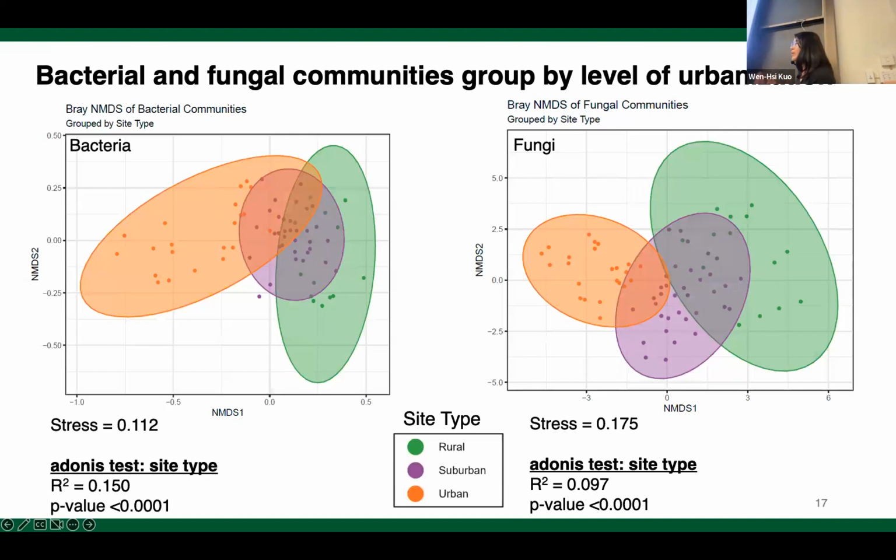Now we have again two NMDS plots, but this time grouped by site type. Rural is green, suburban purple, urban orange, again for bacterial and fungal communities. You can see that the orange dots for urban are clustered with each other, rural is over here, and suburban is in the middle. Urban and rural sites are different from each other and not really overlapping, and the suburban sites are kind of in the middle of those. This is reflected also in the fungal communities. Doing the permanova, the Adonis test confirms that site type can explain a good amount of the variation between these site types.